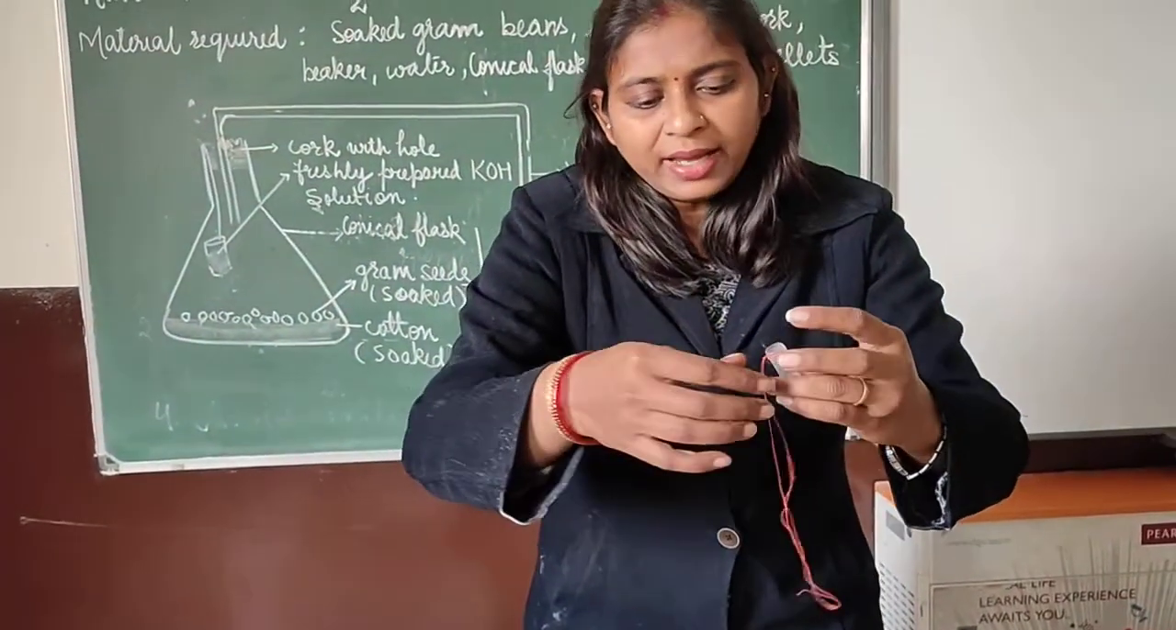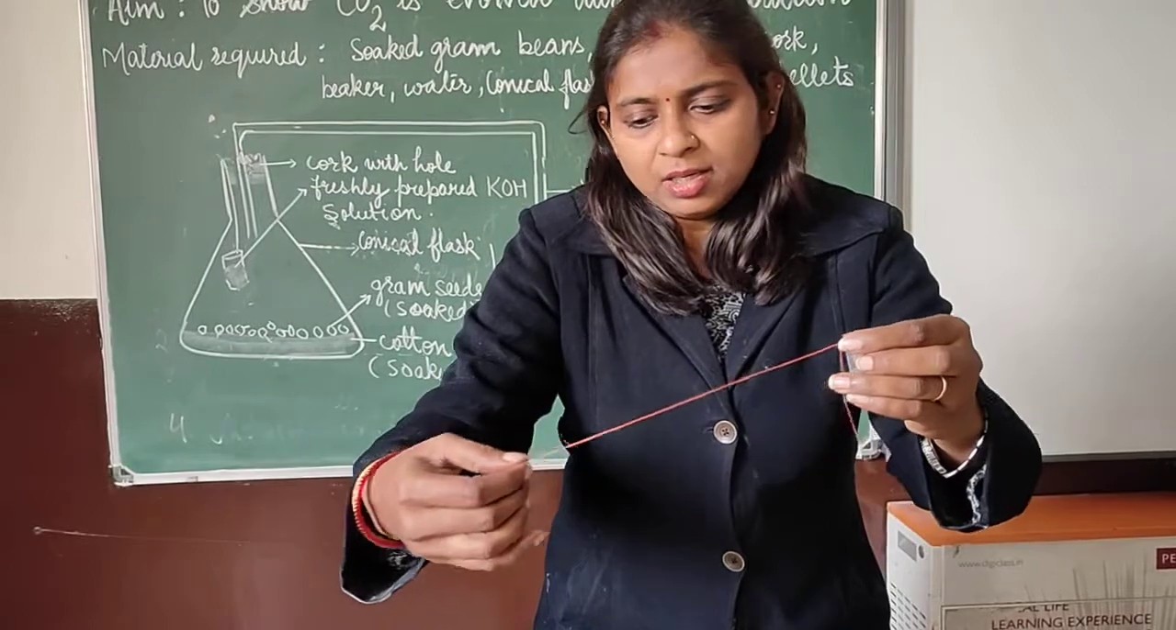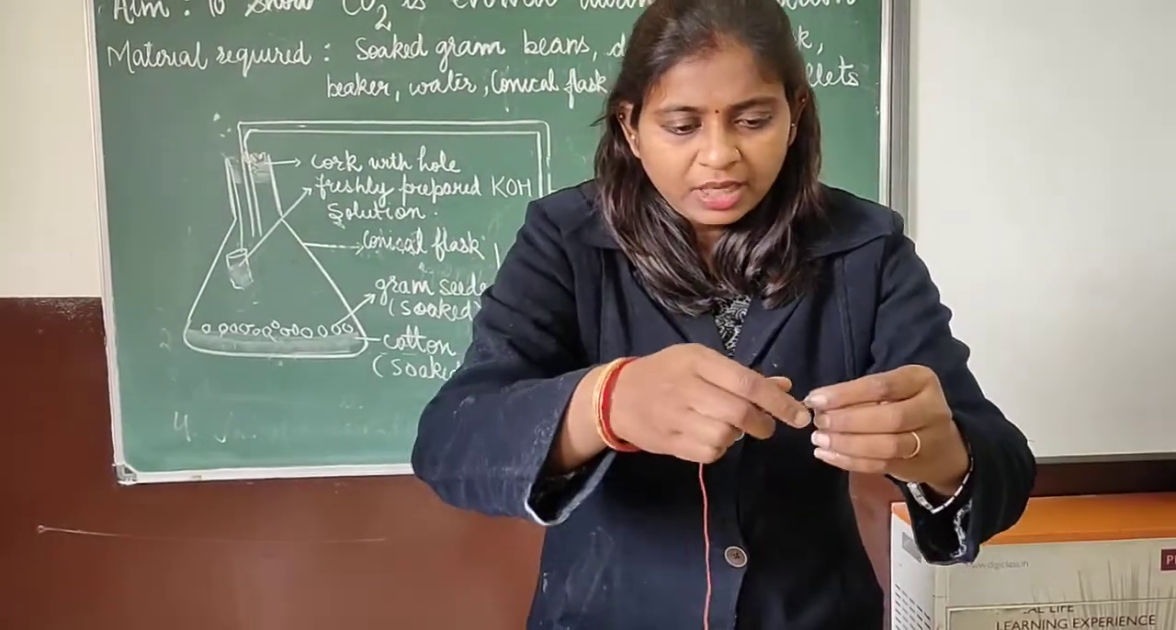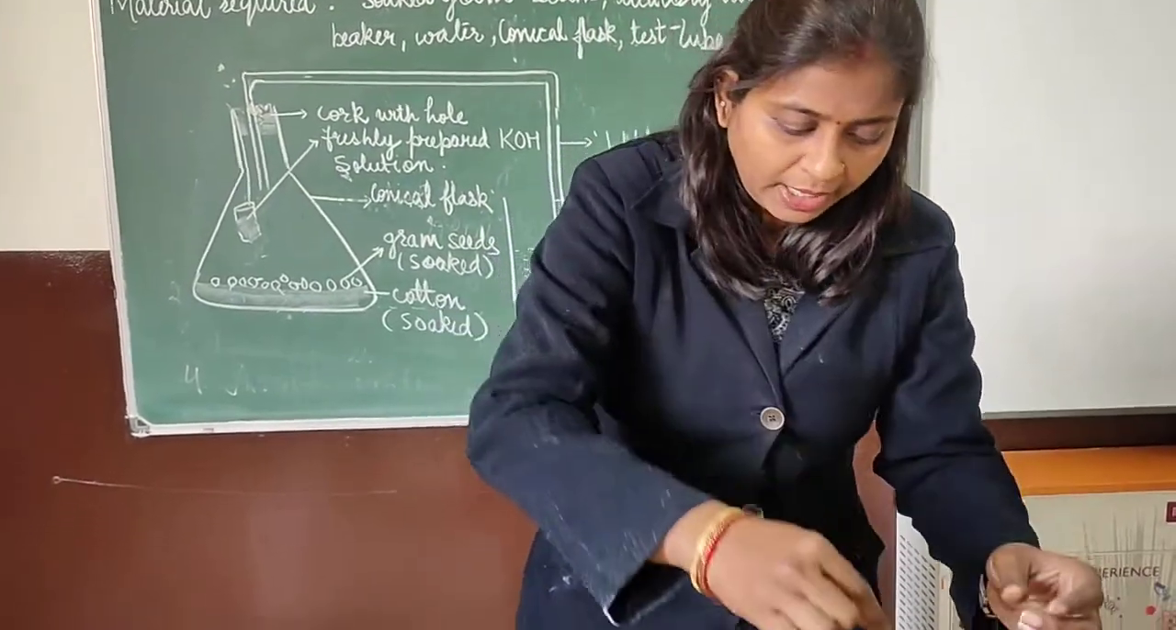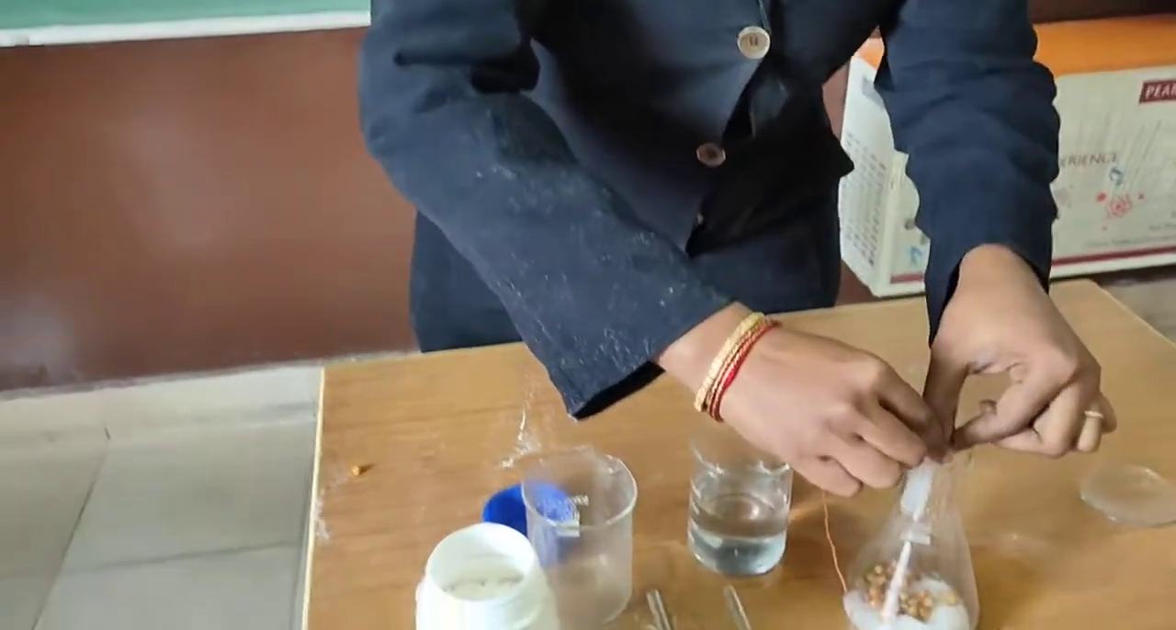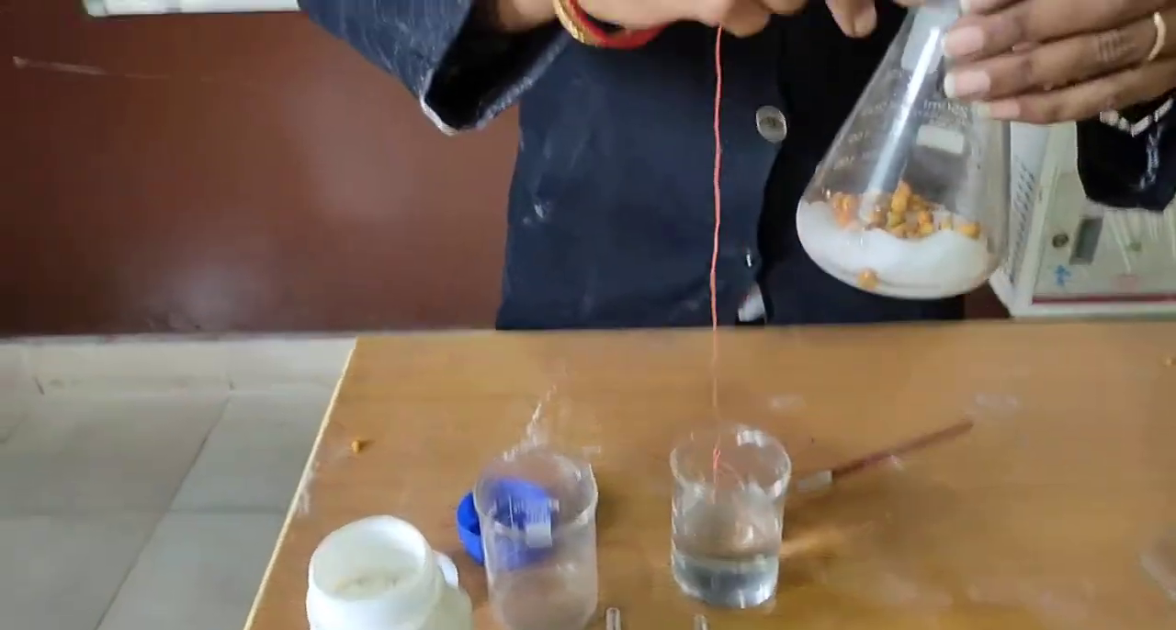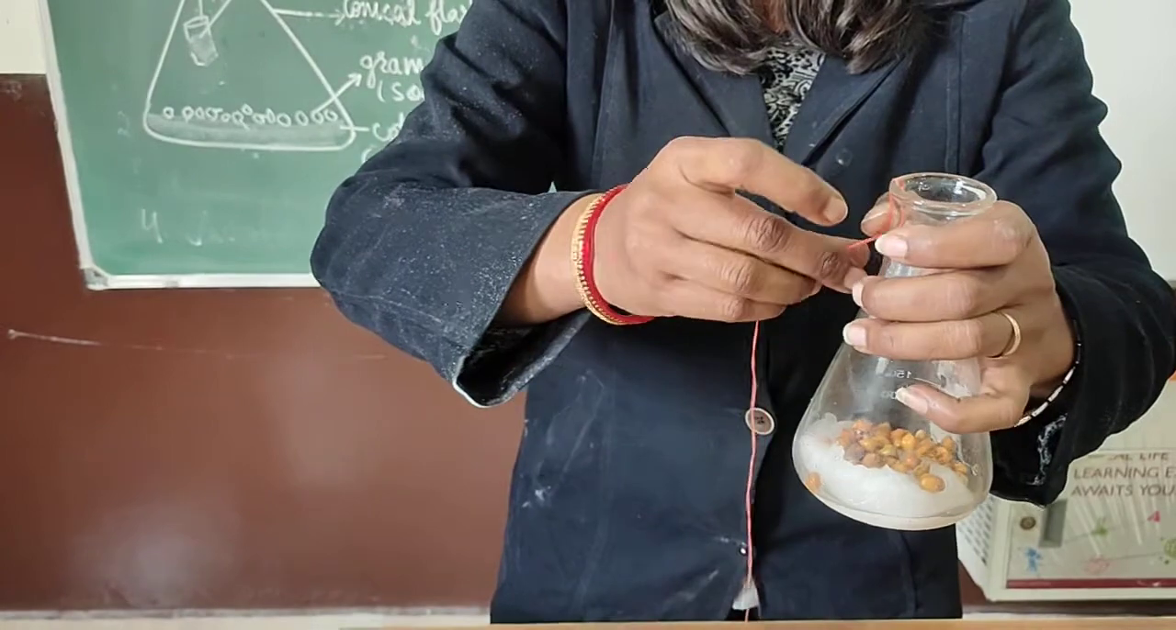Now I have tied a thread, as you can see. This is a thread because we have to hang this bottle in the conical flask. We have to hang it.